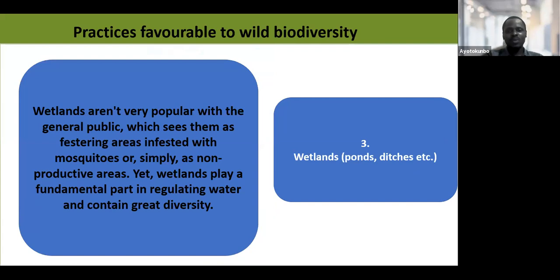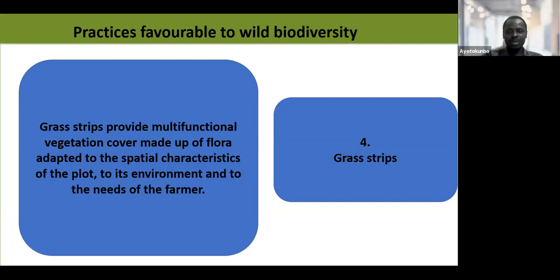So we also talk about the wetlands, which is quite common to us, particularly when we are farming in the bushes where we have riverine areas. Of course, the disadvantage is there that it could breed mosquitoes and other pests, but the advantages are much. They are quite much, and we discussed them as much as possible. Grass rich, just like Daniel mentioned, is also an advantage that favors wild biodiversity.